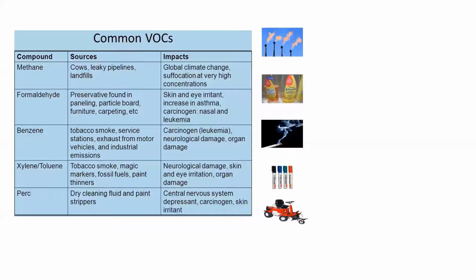So basically, these highlights... is in dry cleaning fluid and paint strippers. It impacts the central nervous system. It causes depression of the central nervous system. It's carcinogenic, and it's a skin irritant. So there you go. These are not eco-friendly materials.